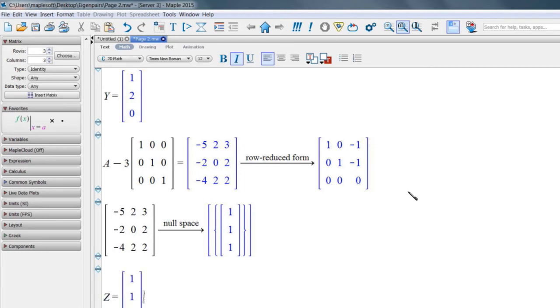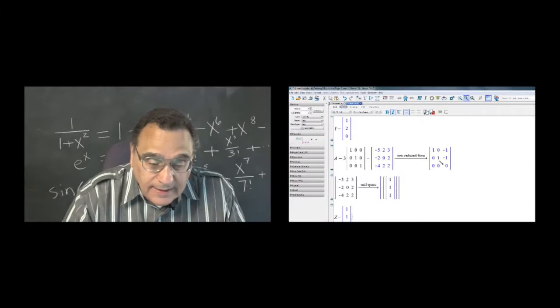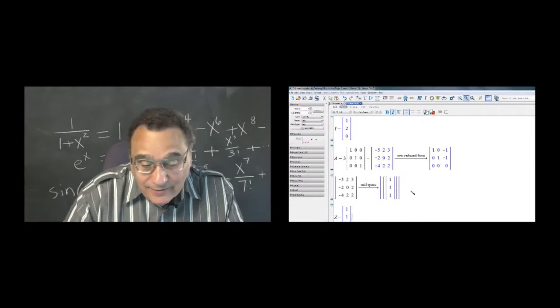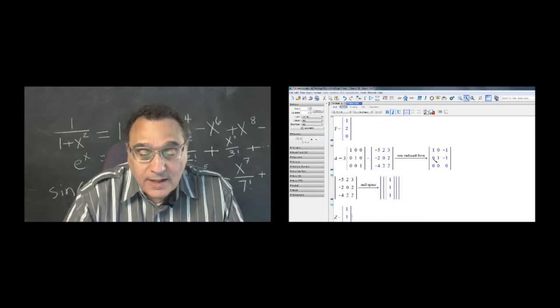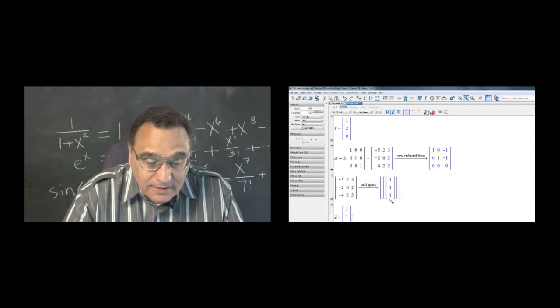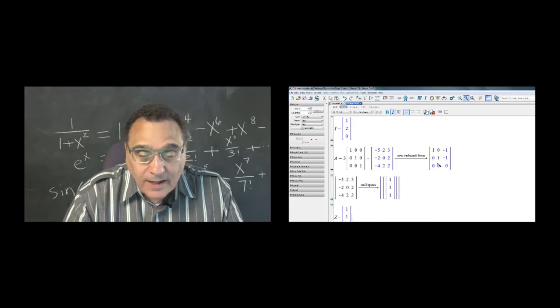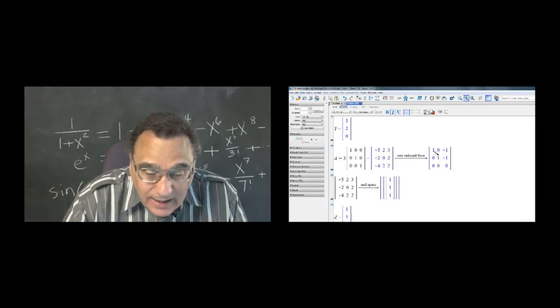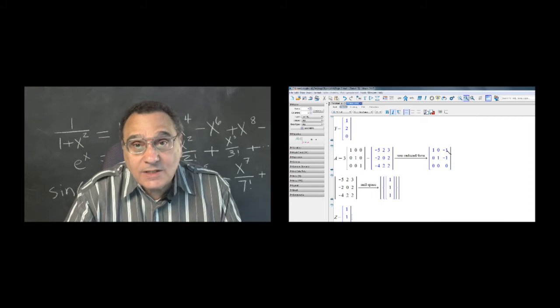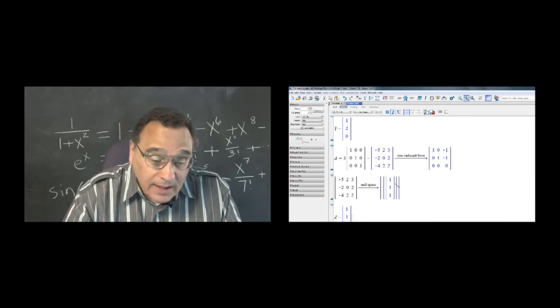Okay? So how does this row reduced matrix tell you that the eigenvector corresponding to lambda equals 3 is 1, 1, 1? You read this as b minus c equals 0. So b equals c, so b and c are the same number. And this equation is a minus c equals 0, so a equals c. a and c are the same number.